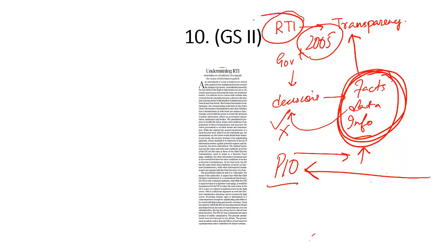But it is because of this RTI that massive scams have been unearthed in this country. For example, coal scam, Commonwealth Games scam, Adarsh Housing Society scam. All these important scams have been unearthed using RTI. And now there is an allegation that this RTI, this beautiful piece of legislation, is being undermined by the government by bringing in amendments. What are these amendments? Let's have a look at that. Let's say, for example, this is a State Information Commission, and at the center we have a Central Information Commission. That means all states will have State Information Commissions.